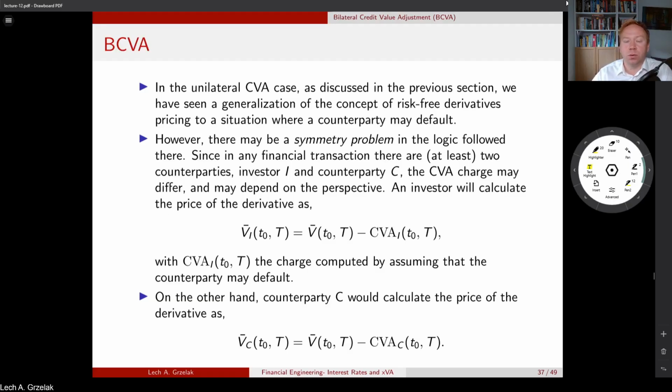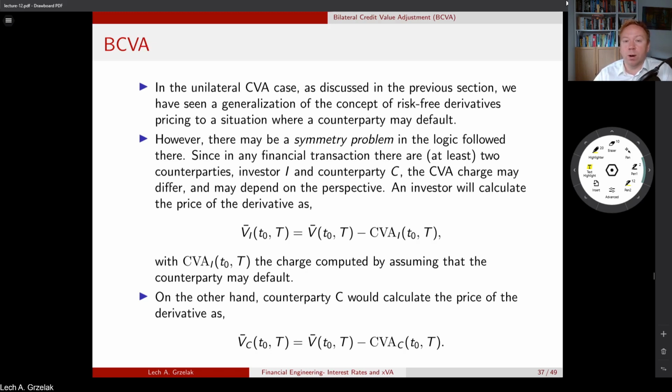Everything in the derivations for CVA will be perfect, except that there could be a practical issue. Imagine a scenario where you have a contract with another counterparty. You would like to charge this counterparty an additional charge because the counterparty may default. However, at the same time, the counterparty may be calculating CVA against you, taking into account the probability that you may default. That would imply that the derivative price from the perspective of the two counterparties may differ. Therefore, they will never make an agreement.